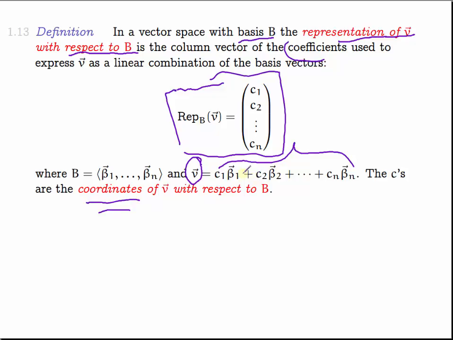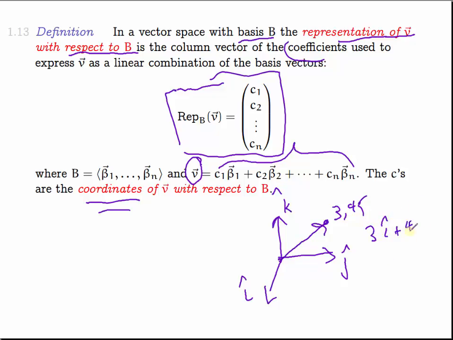Now this accords with our usual notion of coordinates. For instance, if I have the standard basis i, j, k, and I have a point here, maybe it's (3, 4, 5), or put a vector here like that. What is that? That's 3i plus 4j plus 5k. So you can see that the coordinates 3, 4, 5 are exactly the coefficients of this vector with respect to the standard basis. So this idea of coordinates is the same idea that we're used to.